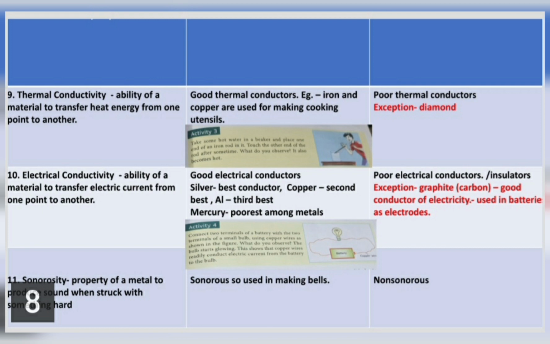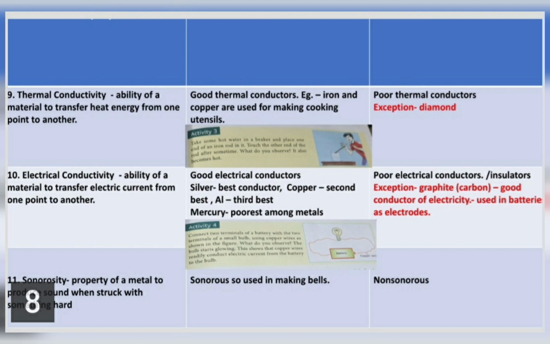Then electrical conductivity, which is the ability to transfer electric current from one point to another. We use metallic wires for electrical fitting. So this shows that metals are good electrical conductors, whereas non-metals are poor electrical conductors, or we can say they are non-conductors or insulators. Here also there is an exception, graphite, which is a form of carbon, which is a very good conductor of electricity and is used in batteries.